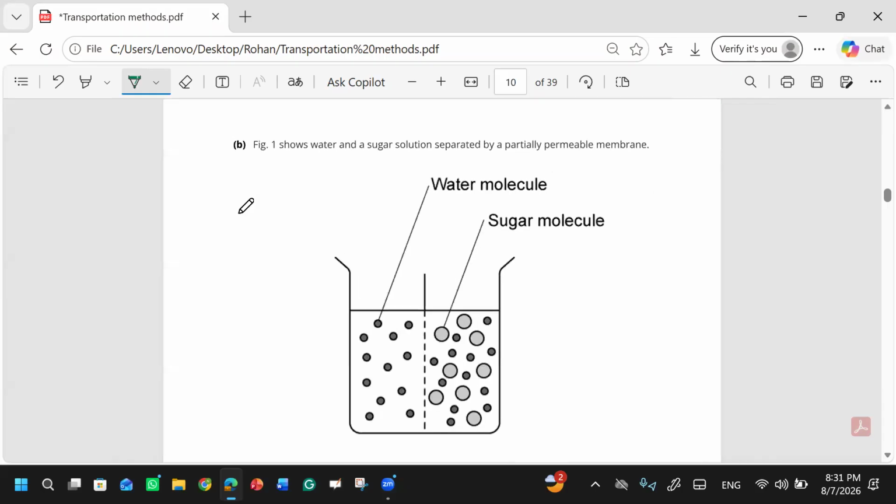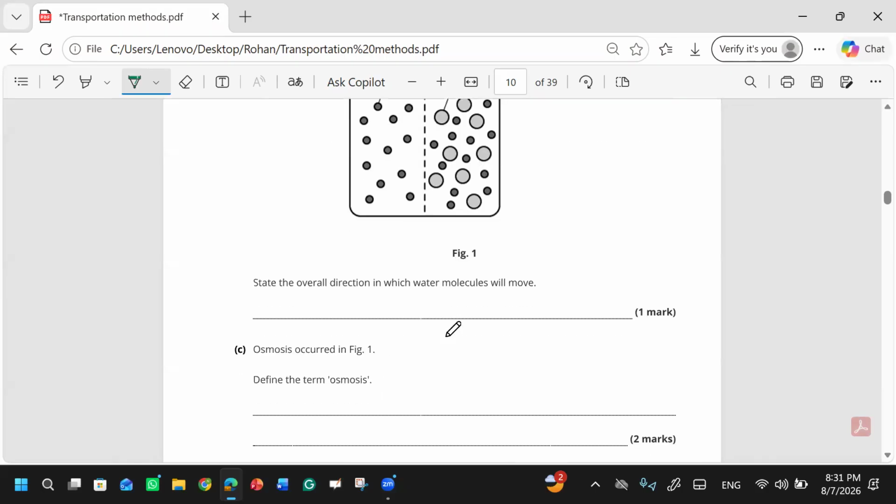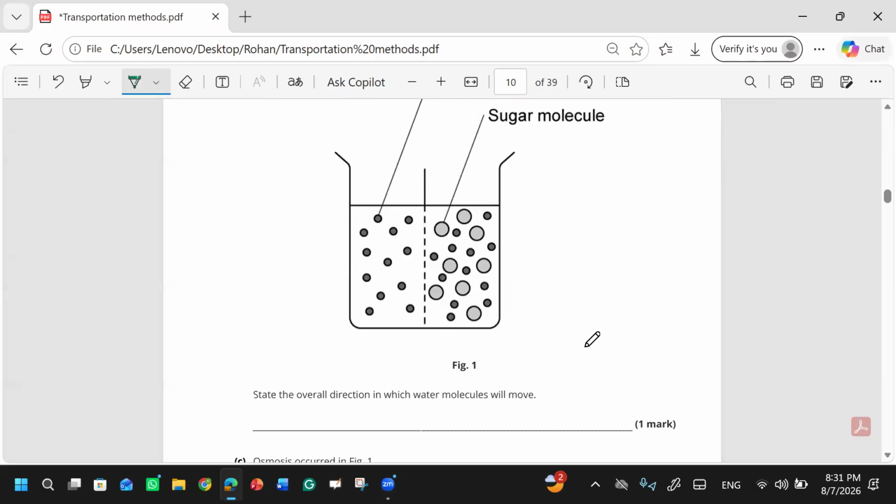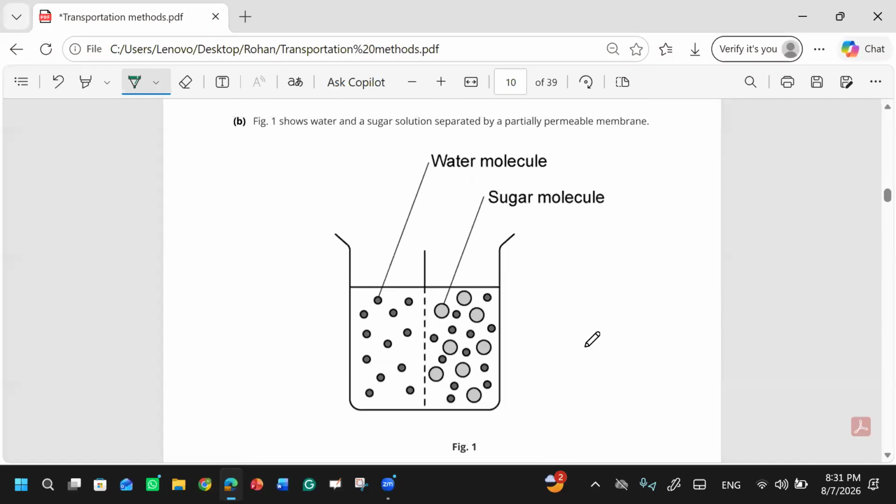It shows water and a sugar solution separated by a partially permeable membrane. These are water molecules, these are sugar molecules. State the overall direction in which water molecules will move. Where is water more, on the left side or right side? This is left, this is right. Water is more on the left, so it will go from left to right.